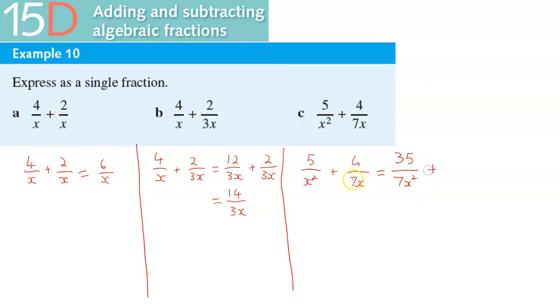This denominator, 7x, I can multiply by x to get 7x squared. Because I multiplied the denominator by x, I need to multiply the numerator by x. Now I have a common denominator, I can just add the numerators together. There's no way of simplifying 35 plus 4x, so I just write 35 plus 4x.